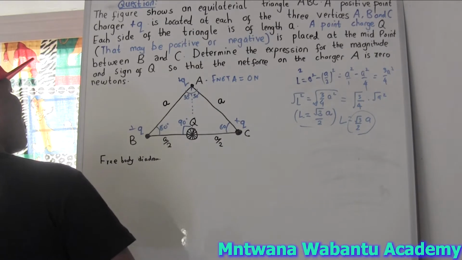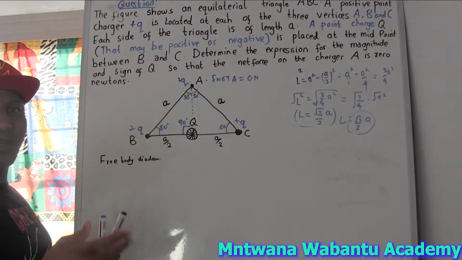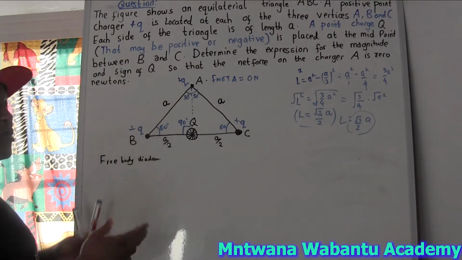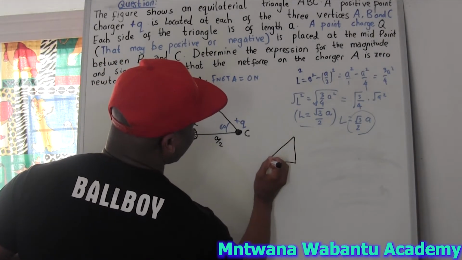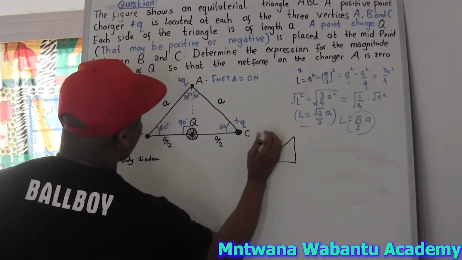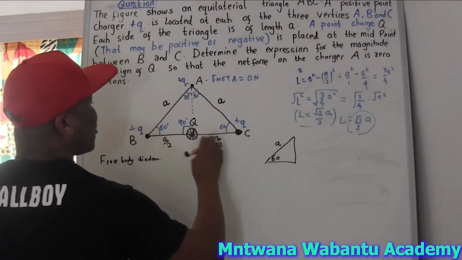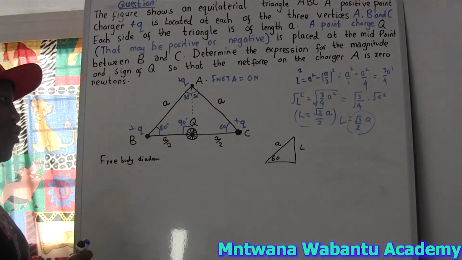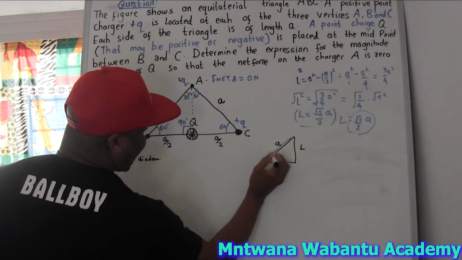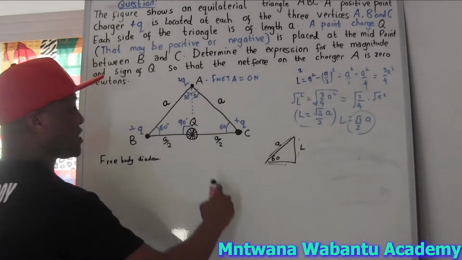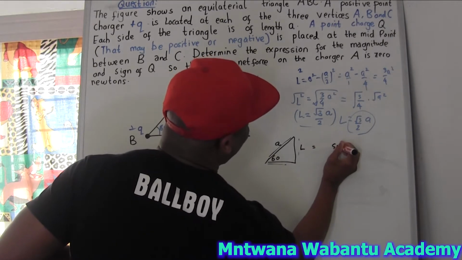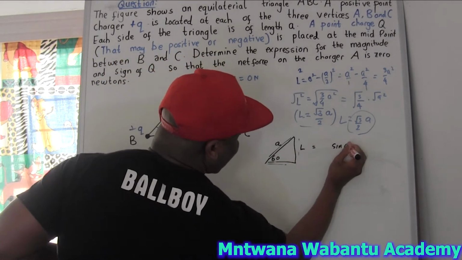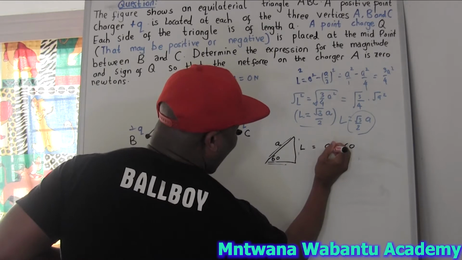Or if you don't want to use that method, you can just use SOHCAHTOA, the normal trigonometric trick. Let's say I have this triangle. This is 60 degrees, this is A, and now we're looking for the length. Remember, this is the hypotenuse, this is the adjacent, and we want to find the opposite, which is this length. Opposite, so sine. Sine of which angle? Sine of 60 times the hypotenuse, which is A.